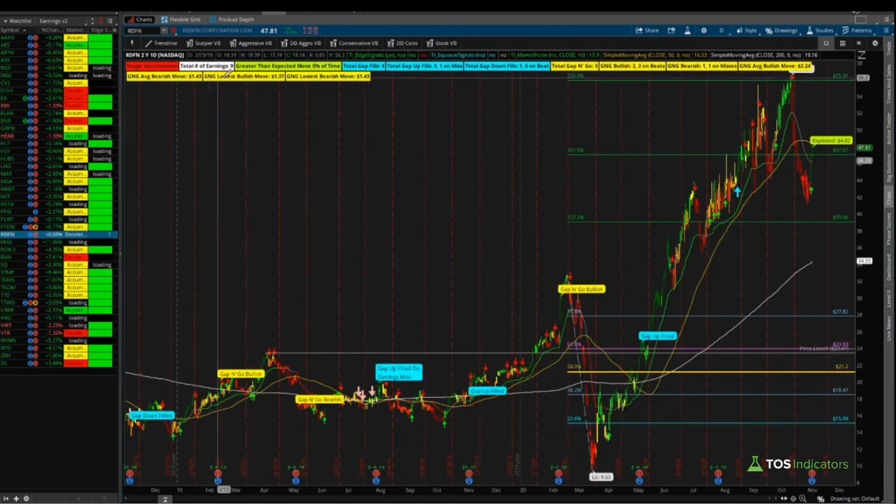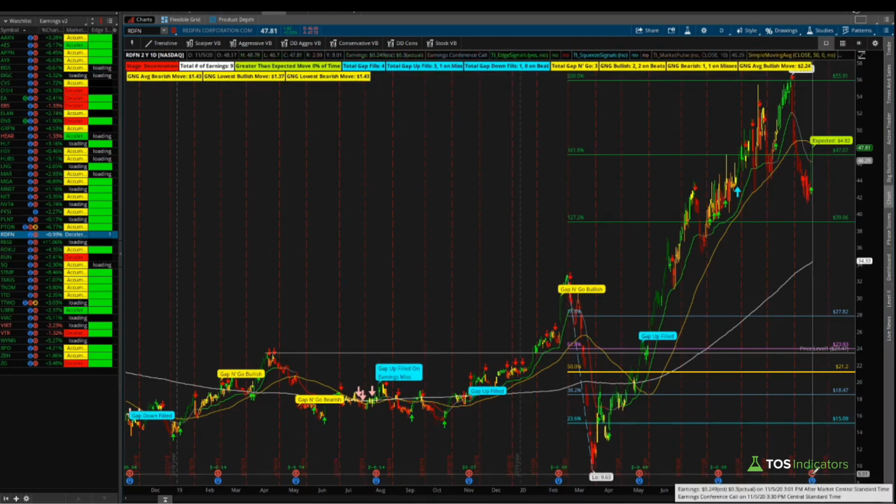Redfin, keep going down, so 9. We have 4 gap fills, 3 gap and goes. Take a look to see what the earnings looks like here. So we were estimating 25 cents rounded up. We actually got 30 cents, and we have a beat here.